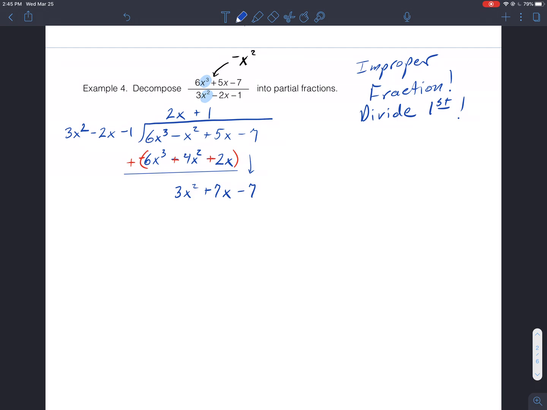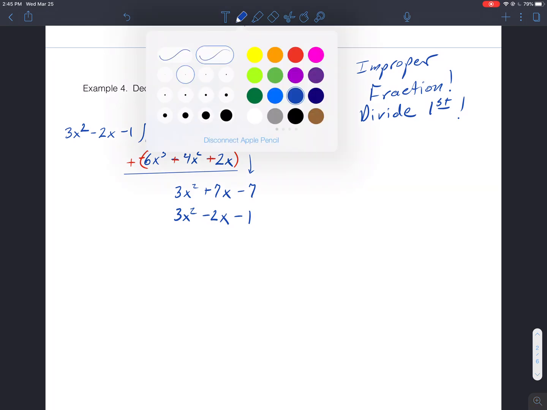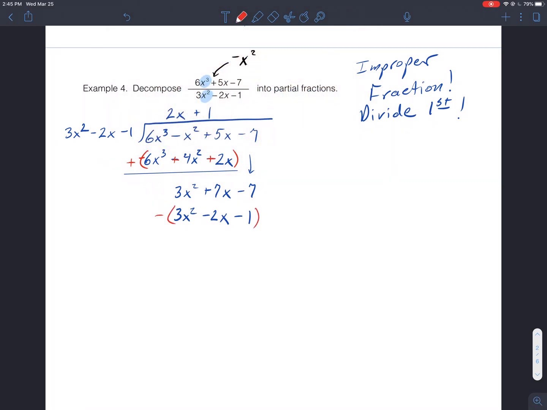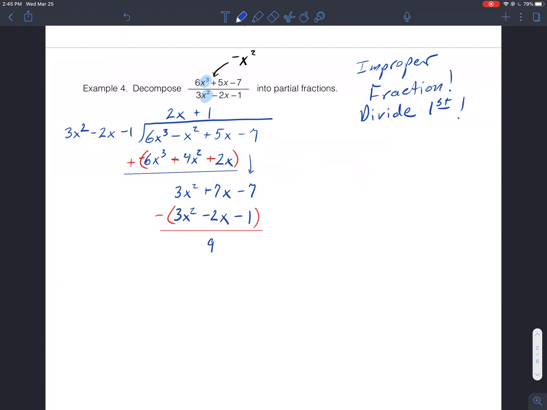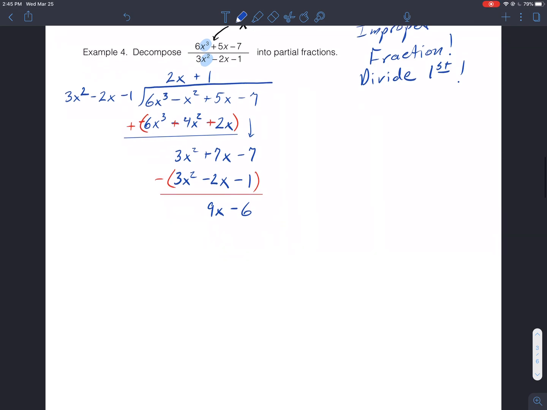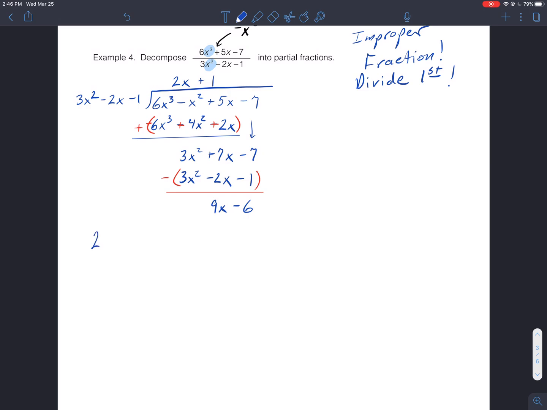And then I multiply it back in, and I get 3x squared minus 4x. I'm sorry, I'm multiplying by the wrong thing. 3x squared minus 2x minus 1. And then I have to subtract that. And it leaves me with 7x plus 2x is 9x. And then negative 7 plus 1 is negative 6. All right. Whew. So we divide, and our answer is 2x plus 1 plus 9x minus 6 over the divisor, which was 3x squared minus 2x minus 1. Okay? So we've taken our original expression and we've divided and we've broken it down.